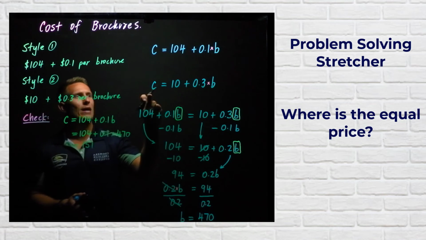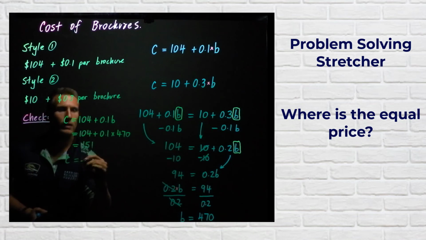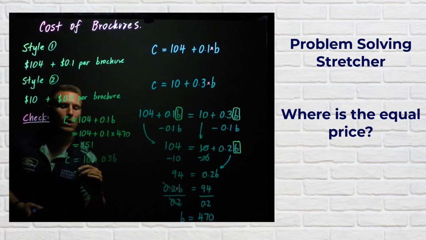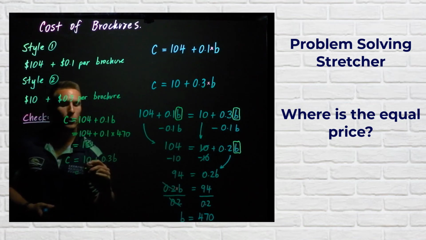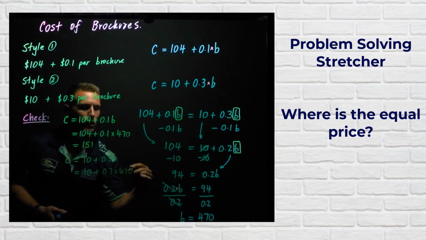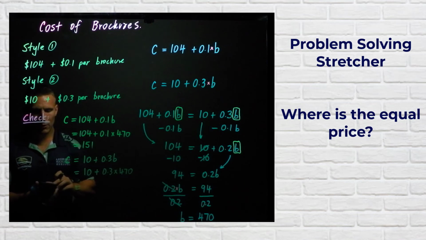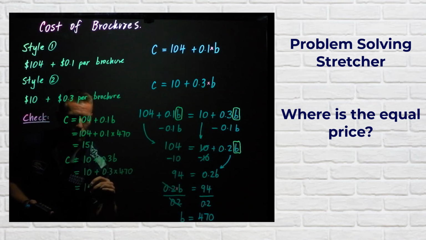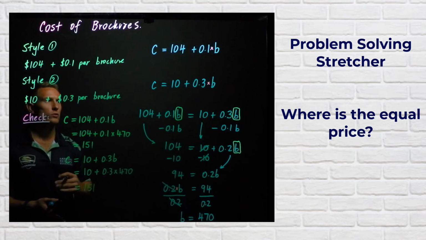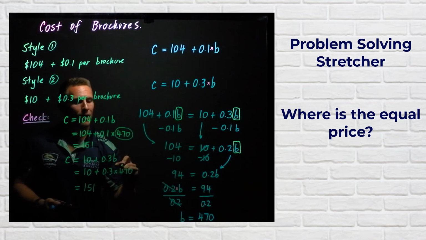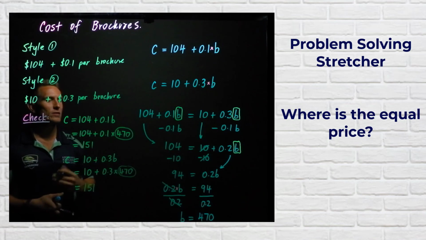Now let's check if we get the same price for style 2. So C equals 10 plus 0.3b. We're going to substitute in our number of brochures. 10 plus 0.3 multiplied by 470. We're now going to put this in our calculator. 10 plus 0.3 multiplied by 470, and look at that, we get $151. So the cost is the same, so therefore we are correct in saying that it would need to be 470 brochures.